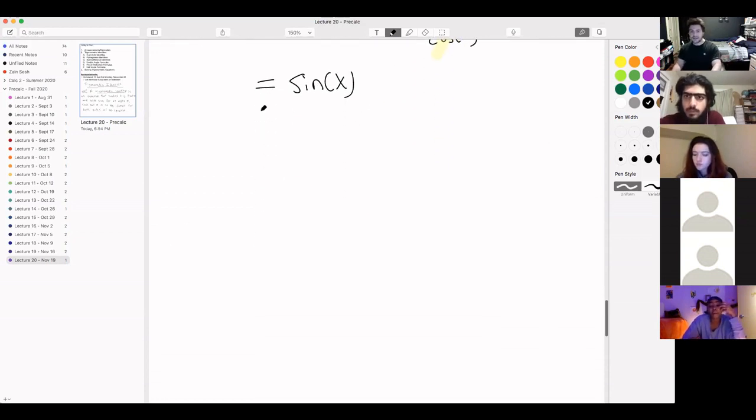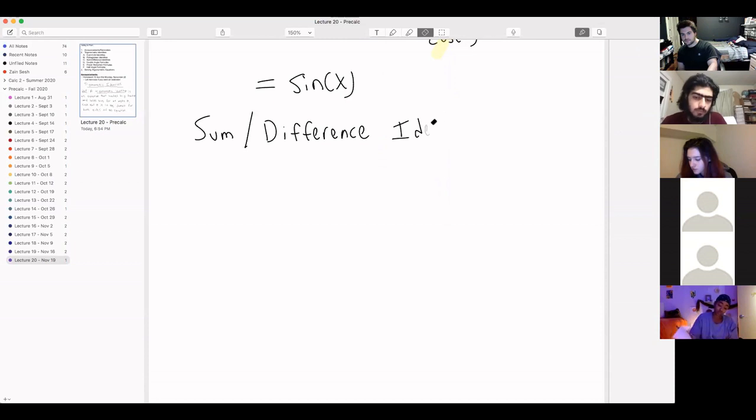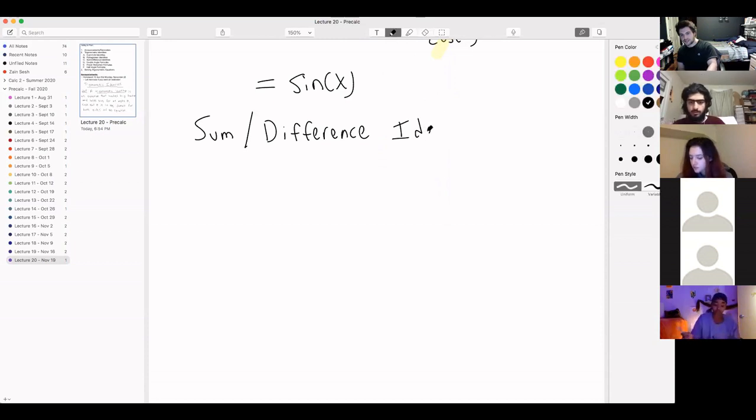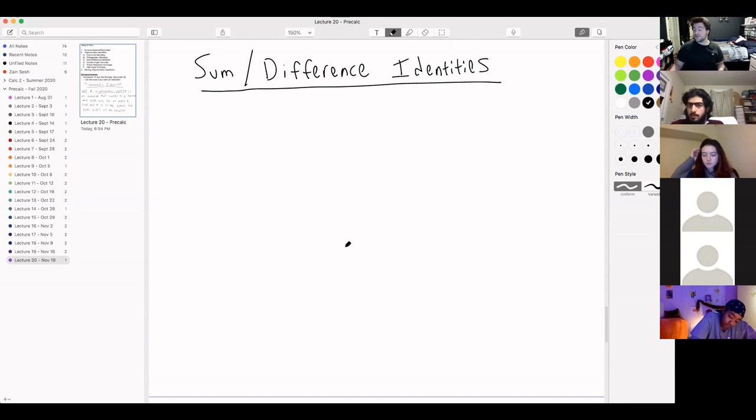Okay, the next set of identities are the sum/difference identities. These identities are not as aesthetically pleasing as the Pythagorean identity, but they are very useful. I will give them that. They are extremely useful in some situations. They're just not as nice looking, in my opinion.